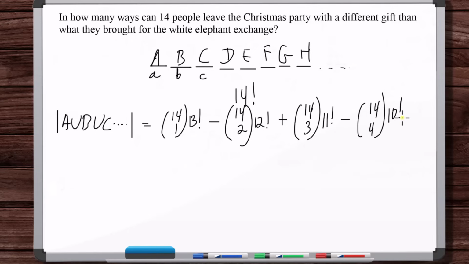Is there any stopping point here? Because there's usually a point where the intersections just go to 0. But in this case, that's never going to happen, because the intersections can go all the way. You could have A intersection B intersection C intersection D, E, F, because they could all have their own gifts.